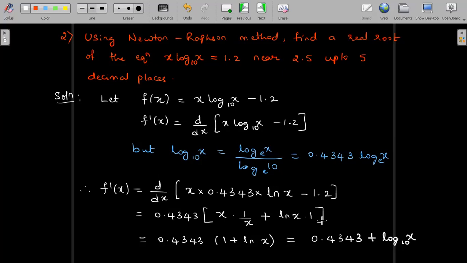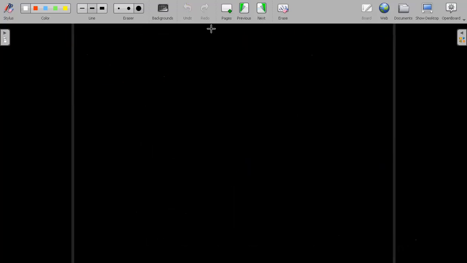Now we have both f of x and f dash of x. So we can apply the Newton-Raphson iterative formula. Given the initial approximation x naught is equal to 2.5, let us write down the initial approximation.